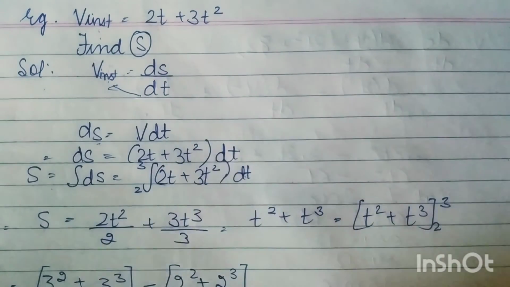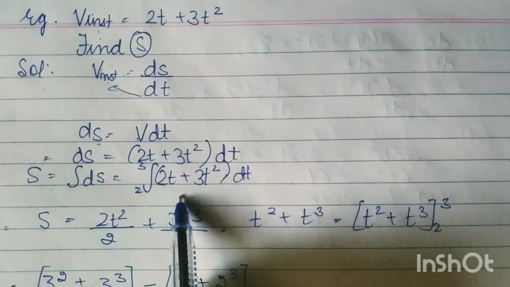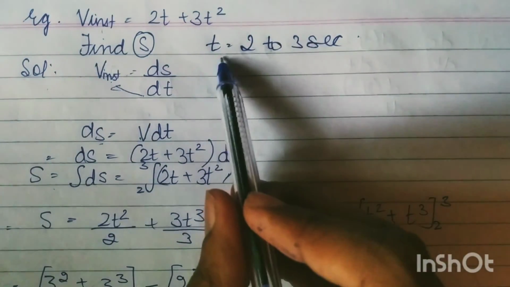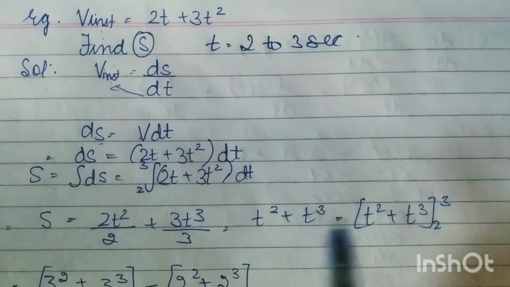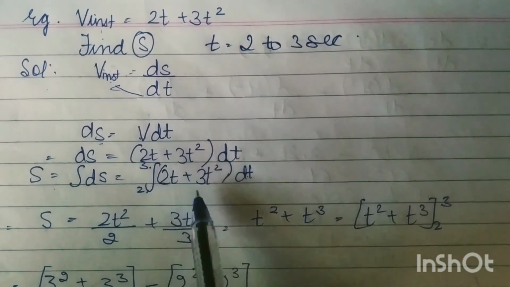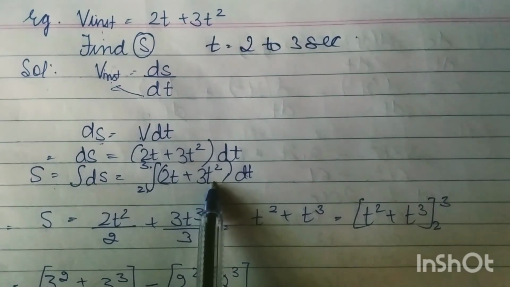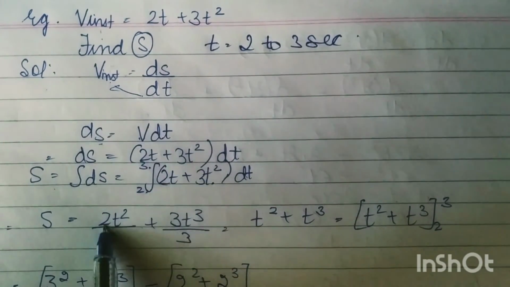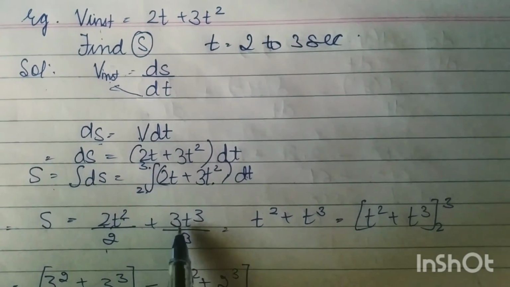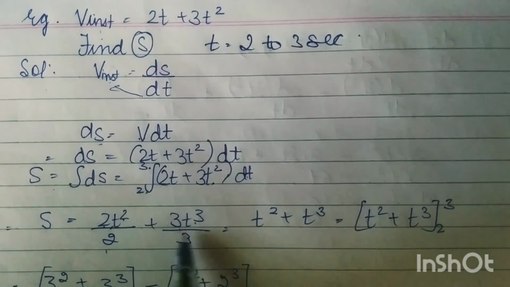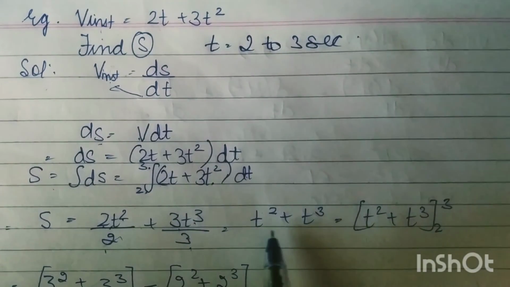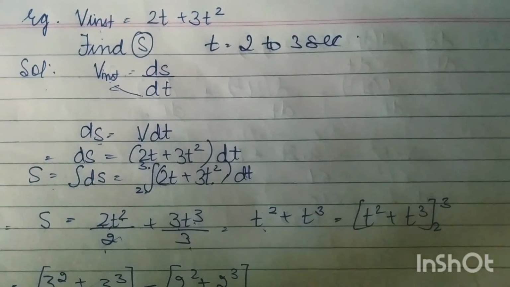We will integrate this function and the next step will be this. Time also we are given, that time is 2 to 3 seconds. So you will integrate, 3 is your upper limit and 2 is your lower limit and then your function. By using the addition subtraction rule, first your 2t, 1 plus 1 is 2 upon 2, plus 3t square, 2 plus 1 is 3 upon 3. 2 and 2 will cancel, 3 and 3 will cancel. Finally you will get t square plus t cube.